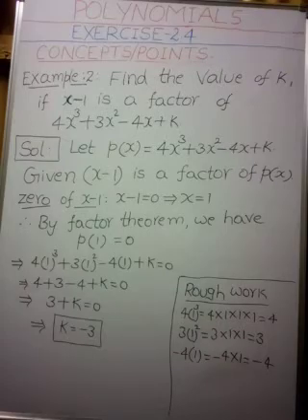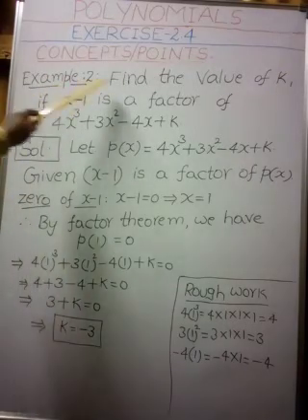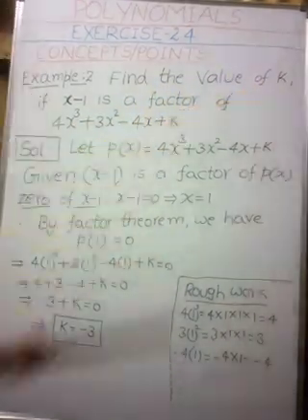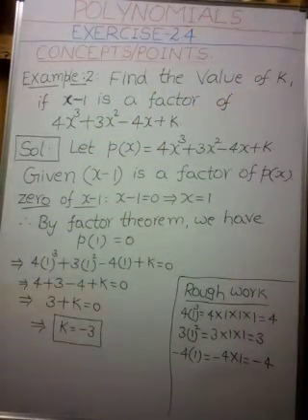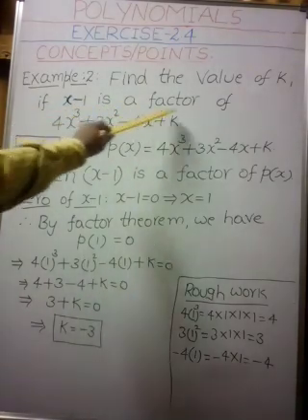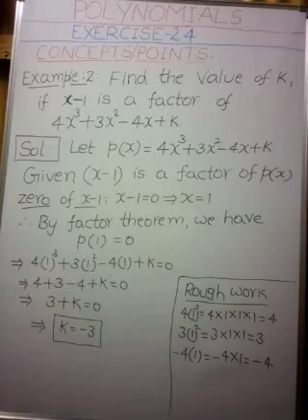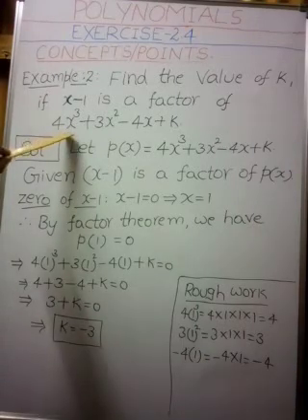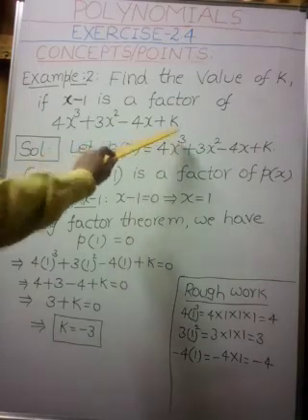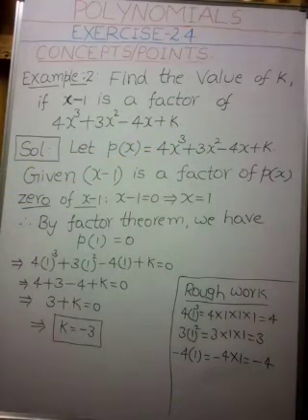Okay, my dear children? Right. Example 2. Find the value of k if x minus 1 is a factor of 4x cube plus 3x square minus 4x plus k. Understood the question, my dear children? Read the question well. Read the question a number of times until you get the meaning of the question, until you understand the question well. Otherwise, you can't solve it.